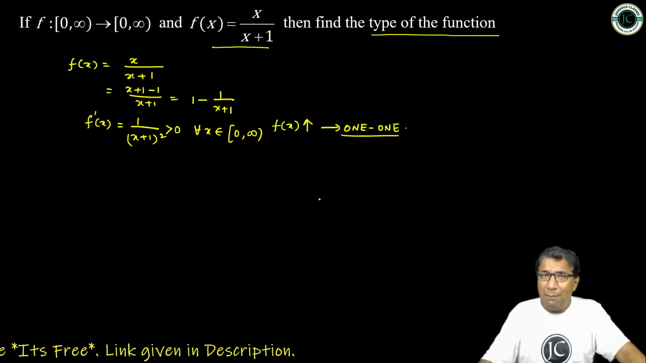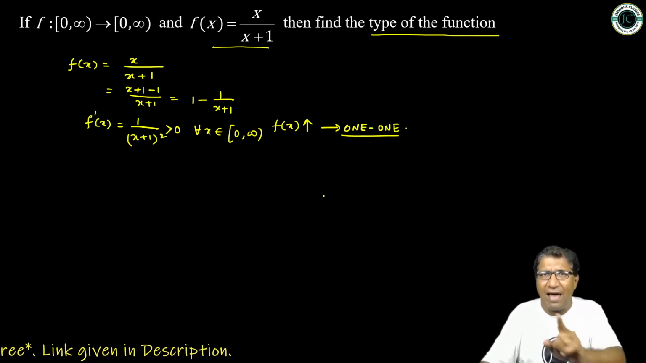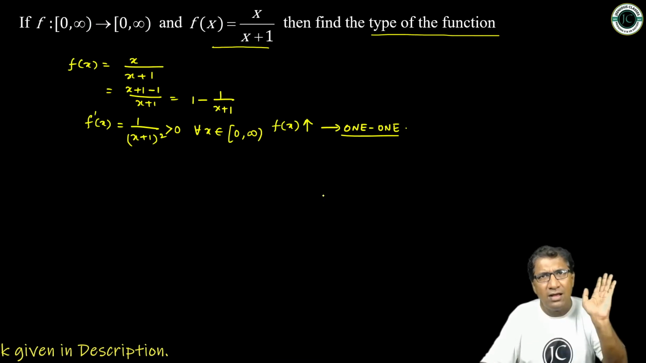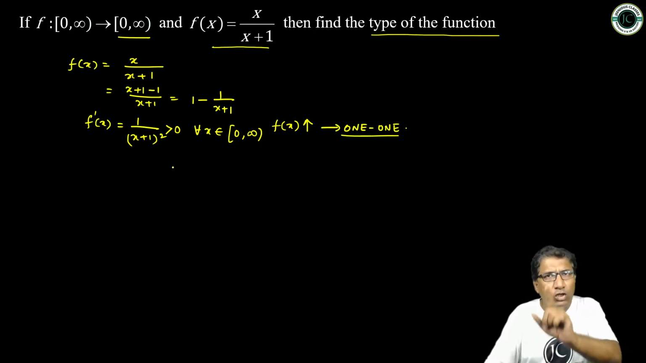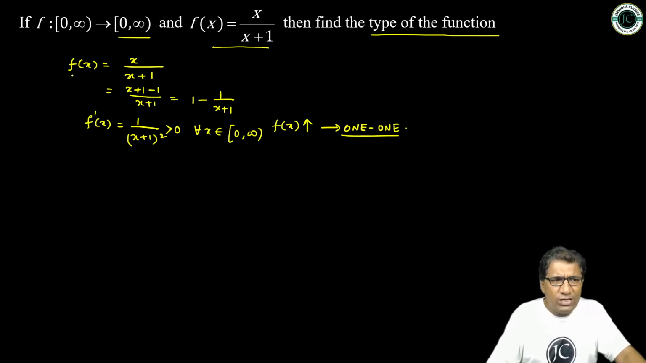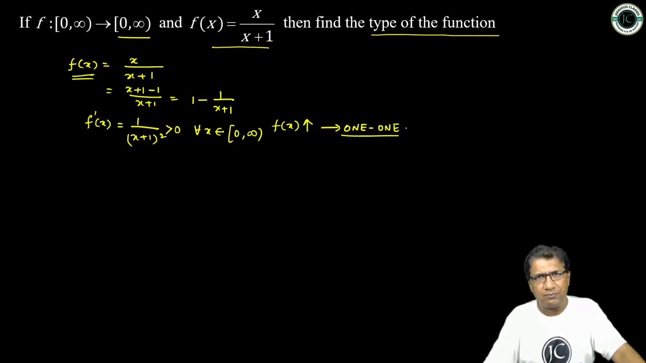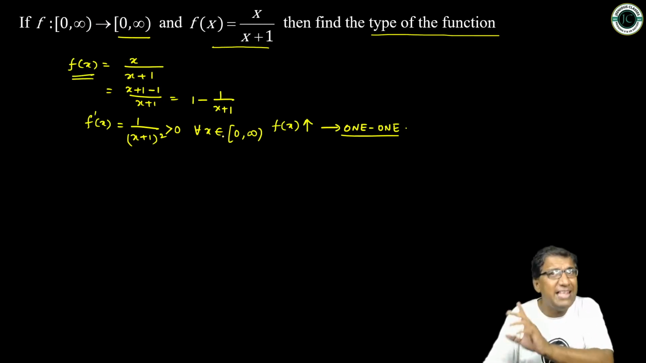Right? अभी मुझे चेक करना है ये सर्जेक्टिव है कि नहीं, मतलब ये onto है या into है. Okay, now यहां पर the codomain is 0 to infinity. To prove that it is an onto function we have to show that its range and codomain are equal. सो मतलब ये क्या हुआ, ये जो फंक्शन f(x) है इसका मुझे रेंज निकालना है.